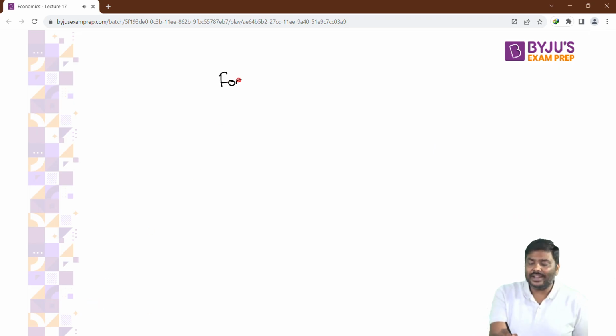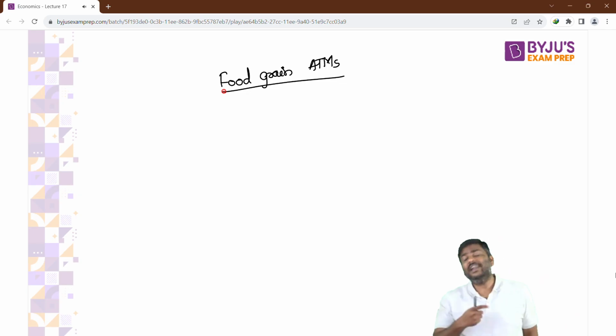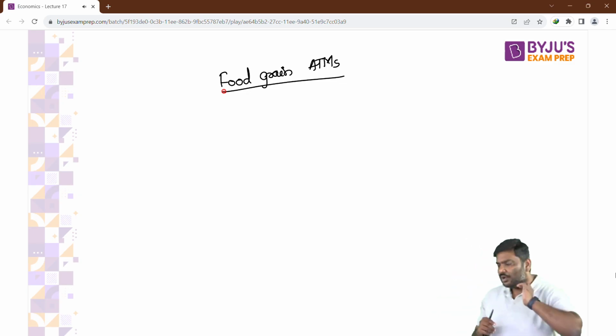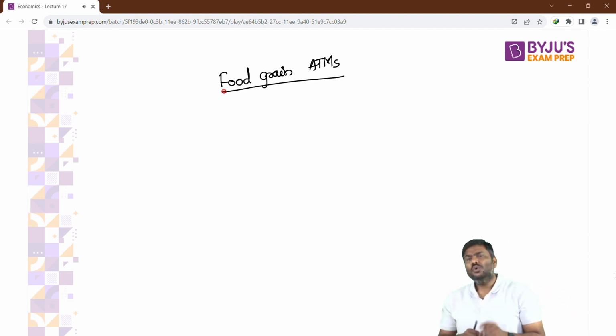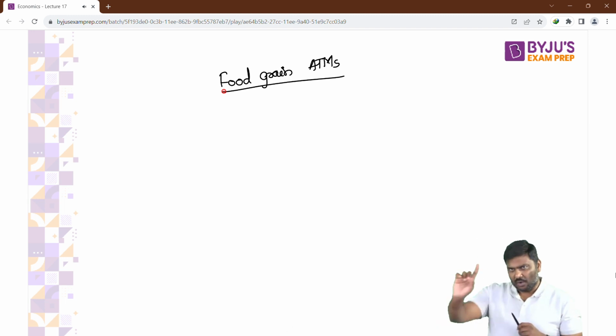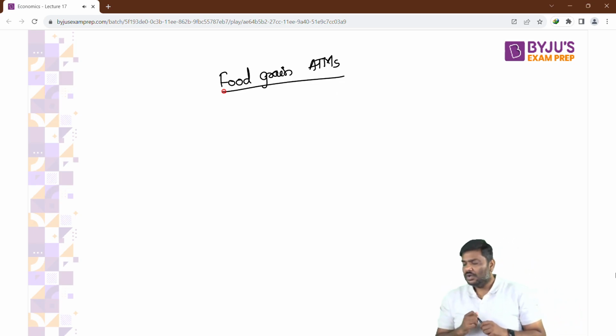This is how technology is being used now. Let me add one more technology here. Have you heard of food grain ATMs? This is introduced in recent times. There's a concept of food grain ATMs. What is this idea of a food grain ATM? Imagine you go to a ration shop.